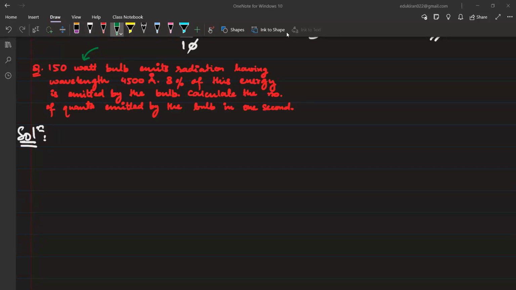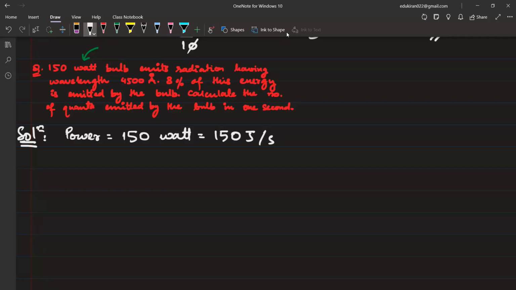It is power. So they have given us power equal to 150 watt. And what is 1 watt? That is energy given per second, in terms of joules per second. All of you remember this? Yes, sir. Joule per second. Fine. So what is the power of the bulb?